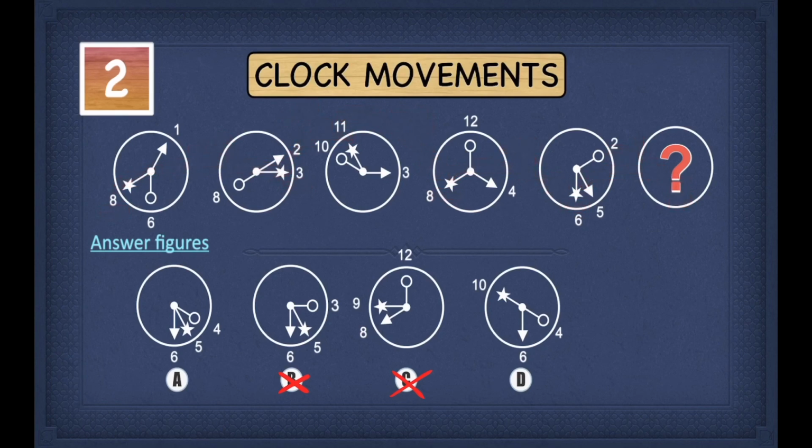So this means out of A and D, we have to find out which is the right answer. And we have to find out which of the stars point to 5. And as you could see, A points to 5, whereas D points to 10. And therefore, we can cross out D and we can choose our answer, which is A. And that means our answer to this question is A.